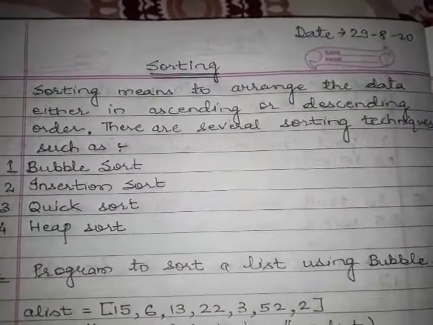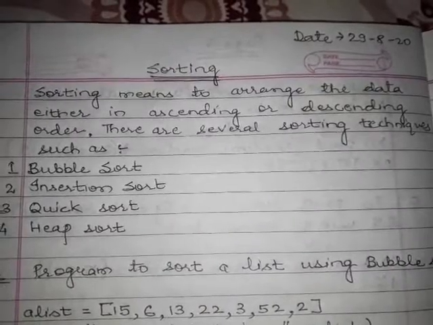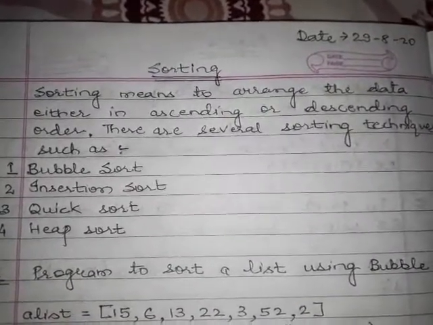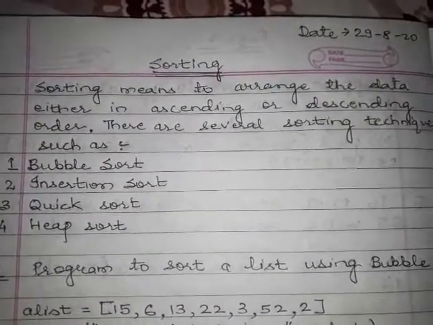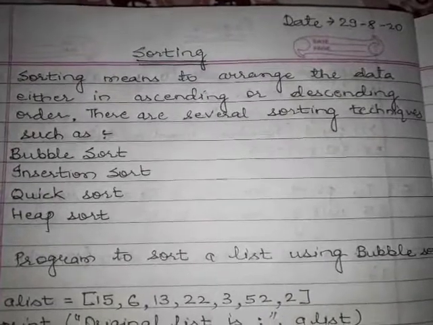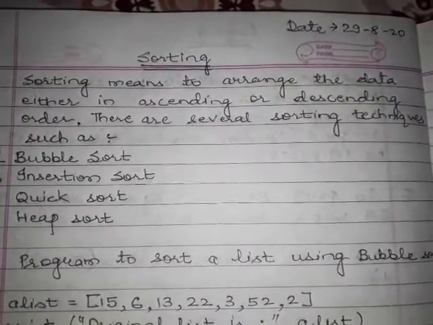So what does sorting mean? Sorting means to arrange the data either in ascending or descending order, in the form of a list according to our syllabus. We sort a list because lists are mutable, not tuples.